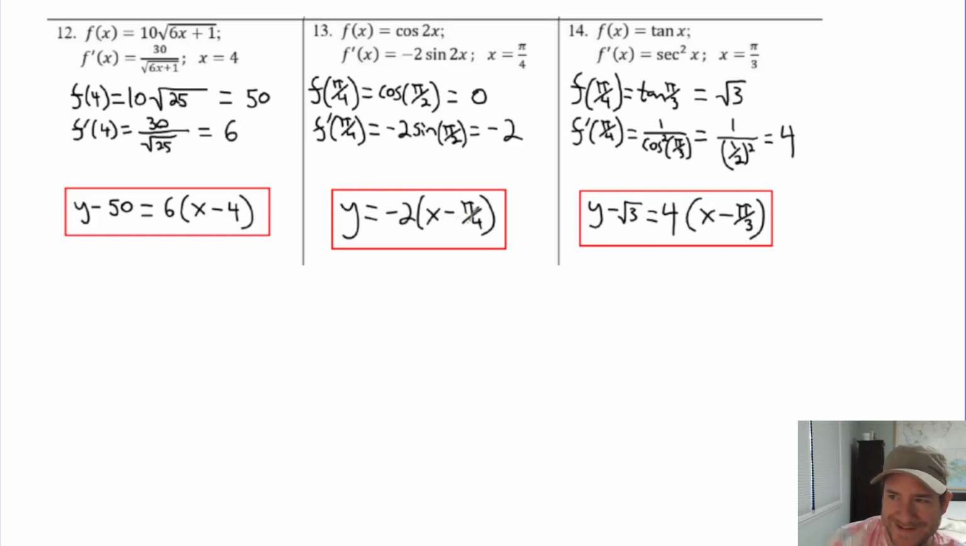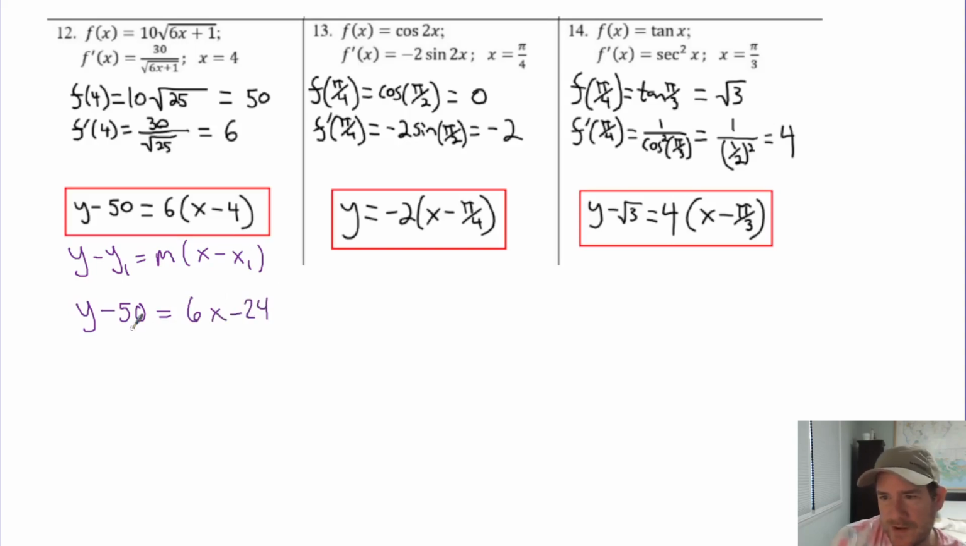By the way, I didn't want to stop here, so these answers are not quite right for what I was looking for. They're stopping at y minus y1 equals m times x minus x1. But on the quiz, I will ask you specifically to rewrite this in slope intercept form, and all that means is distributing your slope. So the slope would distribute in, you get 6x minus 24. Then you would add the 50 to both sides, and you would get 6x plus 26 instead.